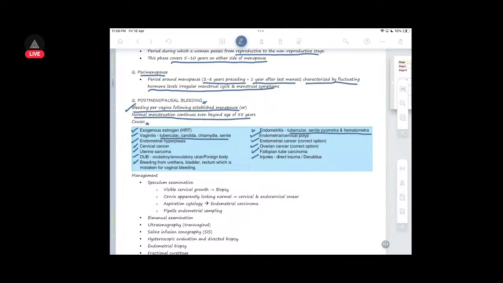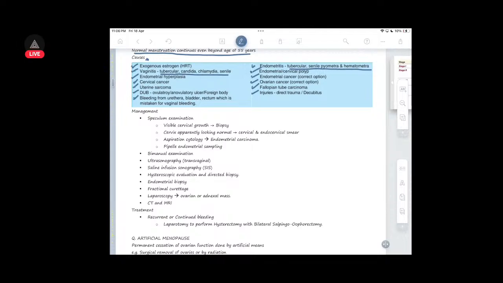Uterine sarcoma, and DUB, ovulatory ulcer, foreign body. Okay, so management: speculum examination. Visible cervical growth means you do a biopsy. If there is cervical growth, you do the biopsy of the cervical growth. Carcinoma apparently looking normal, cervical and endocervical smear you have to do.